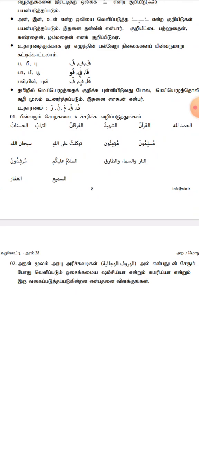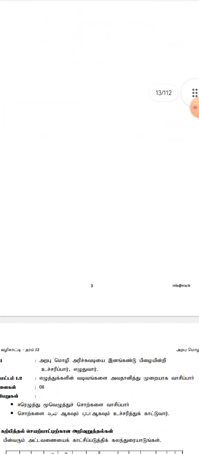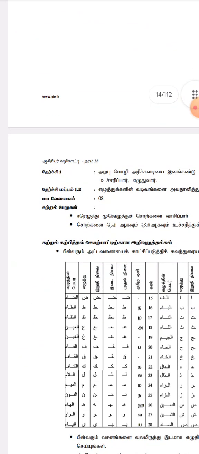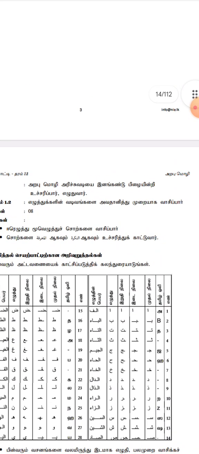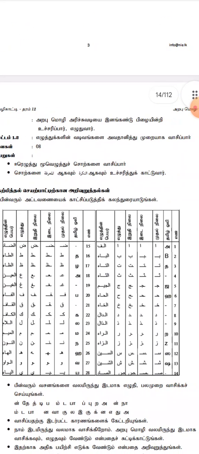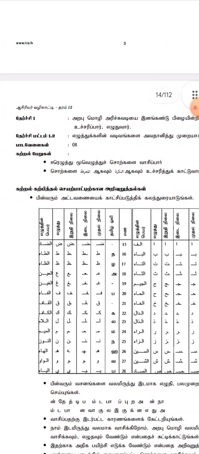So I had taught you about the al-huruf al-hijaiya, that means the Arabic language letters, and then we had studied about Shamsiya and Qamariya, the categorization of the Arabic language letters. So the next one, lesson 1.2, is based on the same thing only. The shapes of the letters.